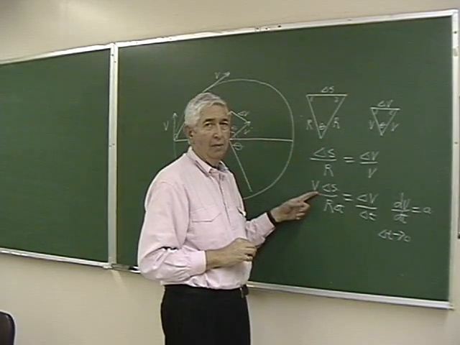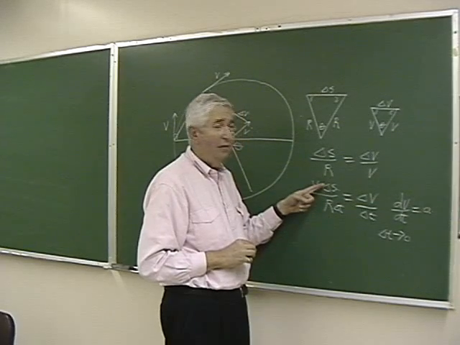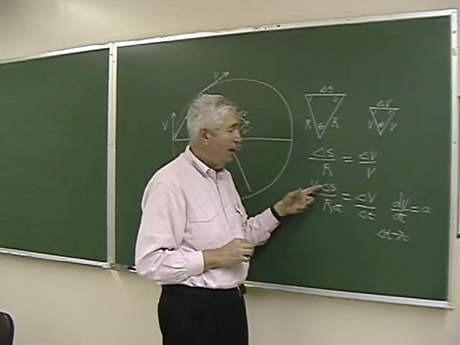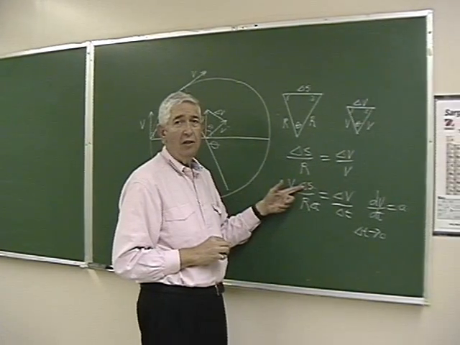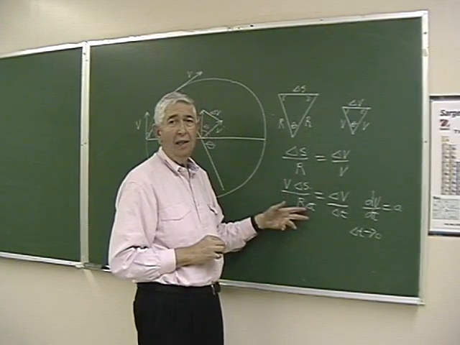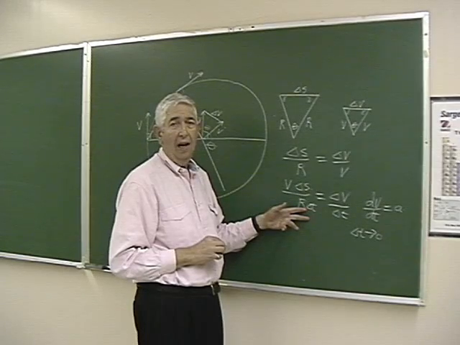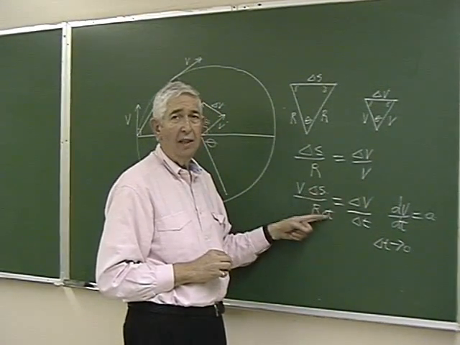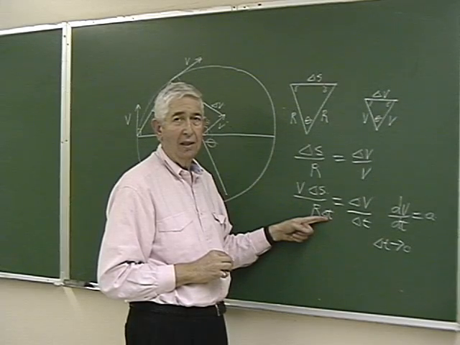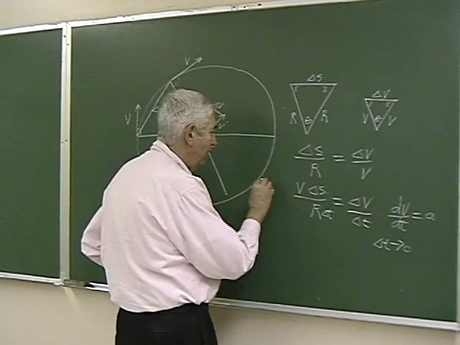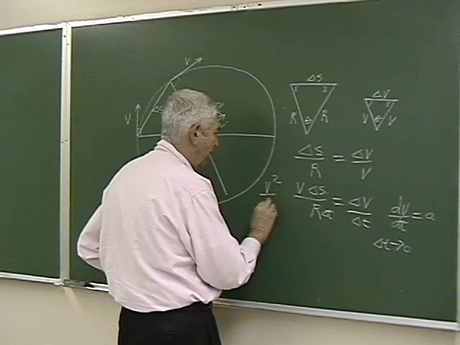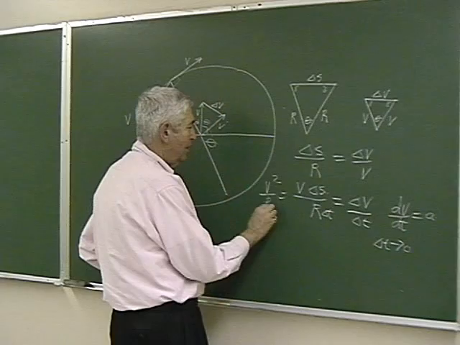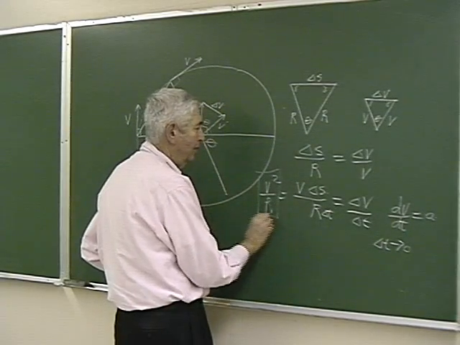What does this become? Well, here I have delta s over delta t. Delta s has the units of meters. Delta t has the units of seconds. And in the limit, as delta t goes to 0, delta s over delta t is the velocity. So this becomes v squared over r. And the acceleration, when you go around in a circle, is v squared over r.